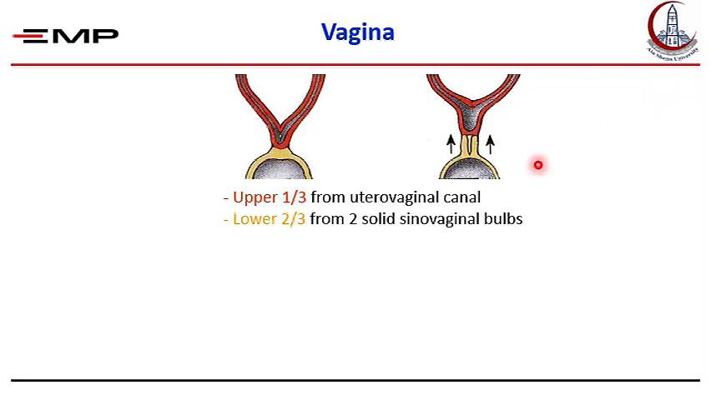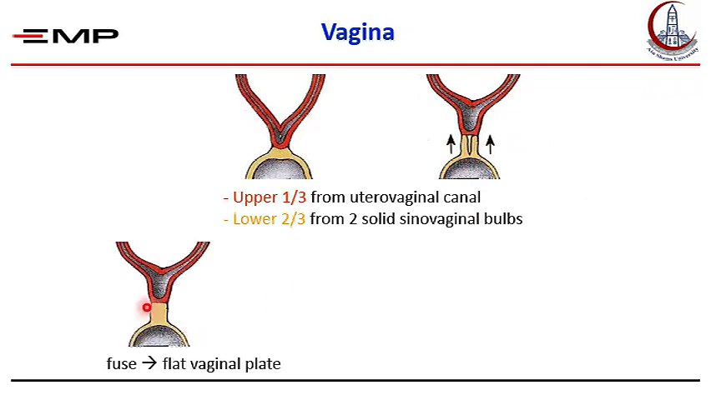Now, this is a second induction that we talk about. The first one was the germ cells inducing the formation of genital ridge. Now, the second induction is induction by the paramesonephric duct of the formation of the sinovaginal bulbs. These two bulbs keep growing, pushing the uterovaginal canal away from the site of the Mullerian tubercle. These two bulbs fuse together to form a flat vaginal plate, flattened ventrodorsally.